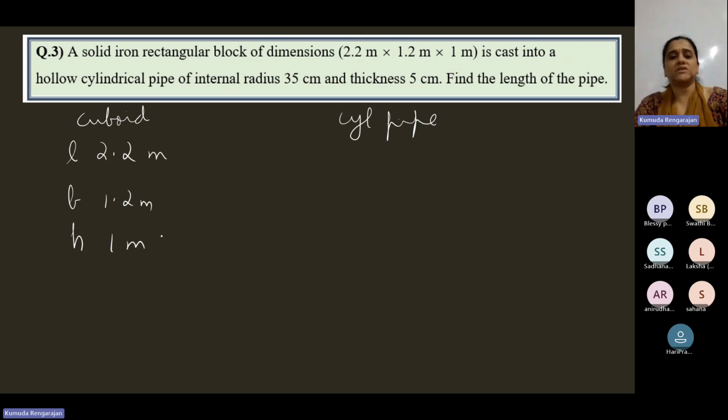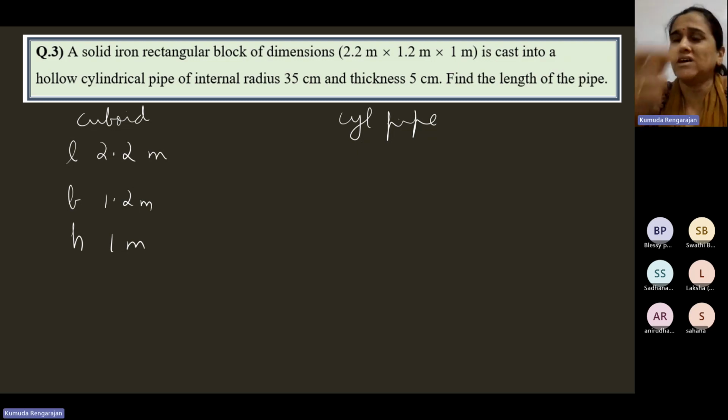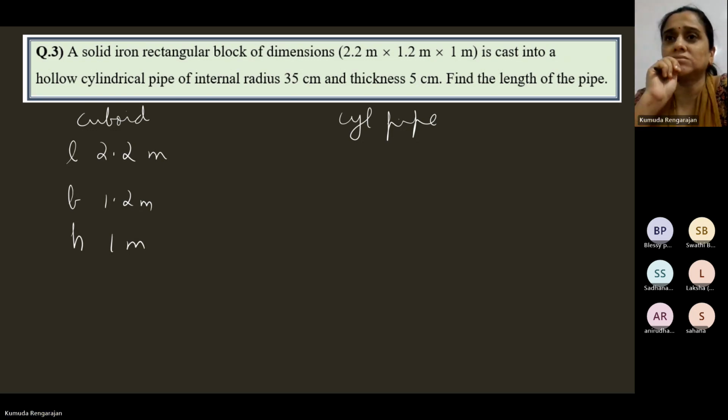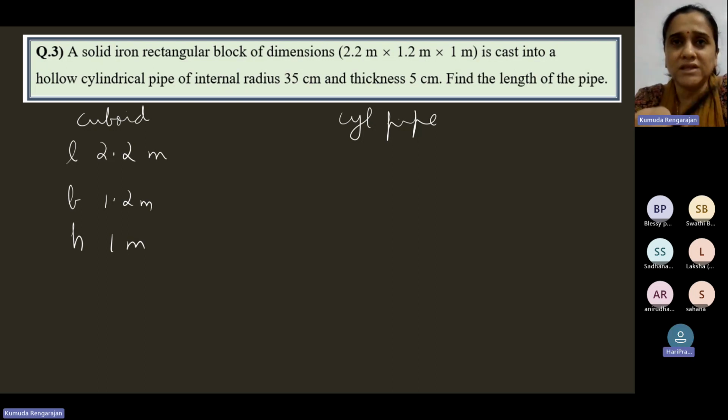Okay. Now for the cylindrical pipe, see, when they say internal radius and thickness, that means the wall is thick. So you need the values of small r, capital R, and h. You might say this hollow cylinder is confusing. How do I know if there are 2 R's or only 1 R? The wall thickness is 5 centimeters. That means there are 2 R's. Internal radius is given, then the thickness is given. So the external radius you can find.